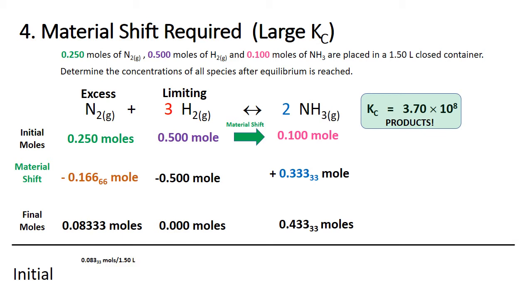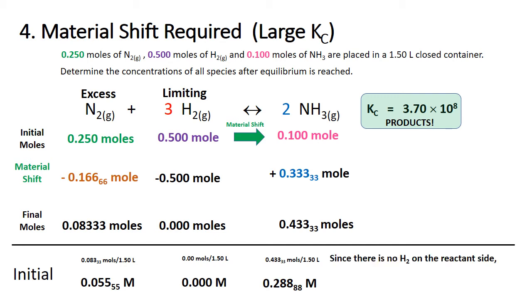concentrations. And so recognizing that it was a 1.50 liter closed container, we take the respective moles here, the nitrogen moles, and divide by 1.5 to get 0.055 molar nitrogen. Doing the same thing for the hydrogen, of course, is rather trivial, as there is none, tells us that there is 0 molar hydrogen, but then for the product species, 0.433 moles divided by 1.5 is 0.288 molar.